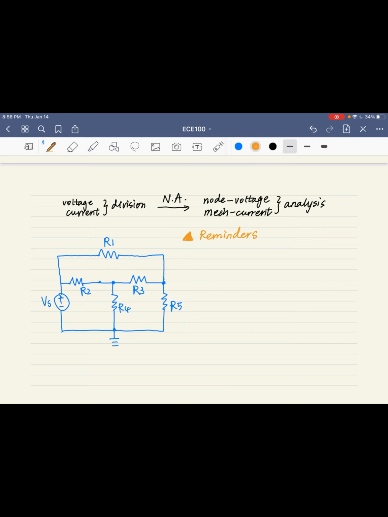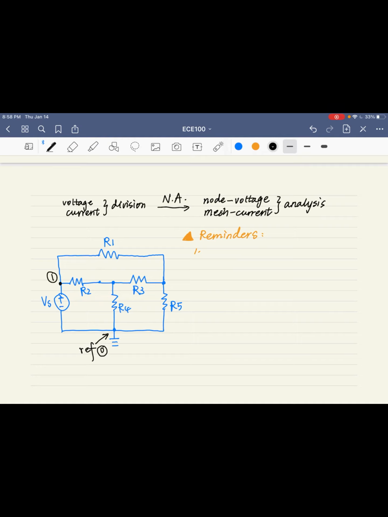There is something I want to remind you. The first thing is that any node can be a reference node. But usually we just set one end of a voltage source to be the reference node. For example, in this figure, we set the negative end of the voltage source to be the reference node. We can call it node 0 for convenience. We choose this node instead of other nodes because this will help simplify our problems.